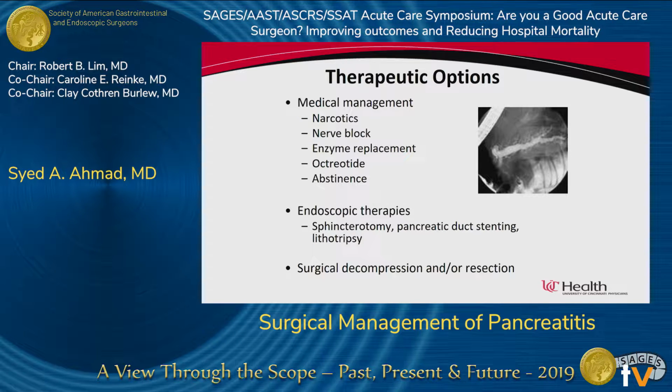Now, most patients are initially managed medically with the judicious use of narcotics. Of course, if alcohol is a cause of their pancreatitis, abstinence from alcohol can relieve abdominal pain in a subset of patients. Some patients may benefit from nerve blocks, enzyme replacement, and octreotide therapy. A subset of patients may benefit from endoscopic management, including sphincterotomy, duct stenting for strictures, and lithotripsy. But almost always, about 30 to 50% of patients require some form of surgical decompression or resection procedure.